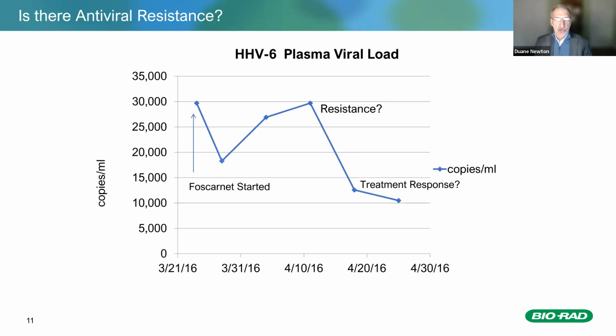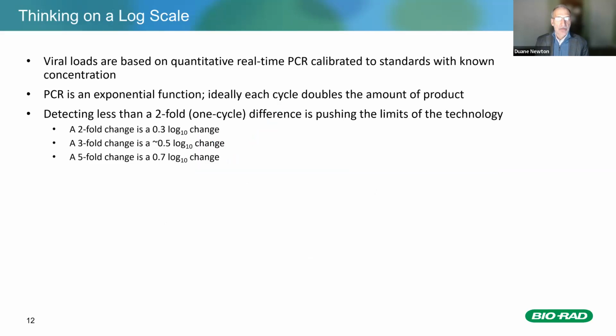The clinicians chose to monitor plasma viral load over time as an indicator of the patient's response to therapy for presumed CNS disease. You can see that when therapy started, the viral load went down and then it went up. So there was a question of resistance, and then it went down again. The clinicians wondered, was the patient really responding to therapy? There was some concern about that increase in viral load and whether or not this was resistance.